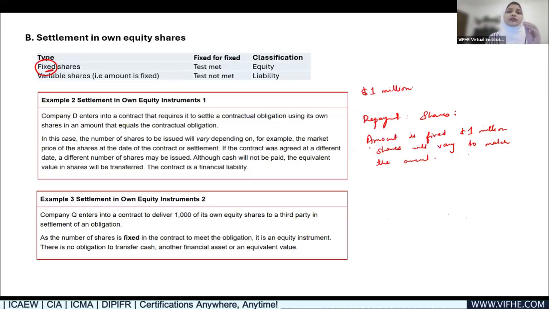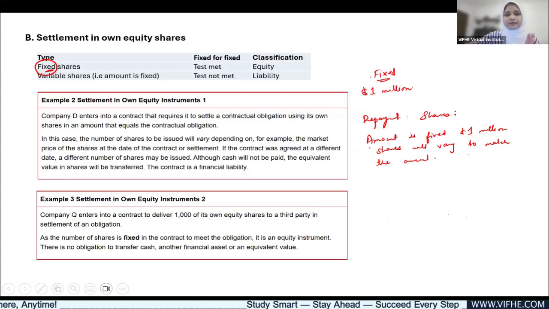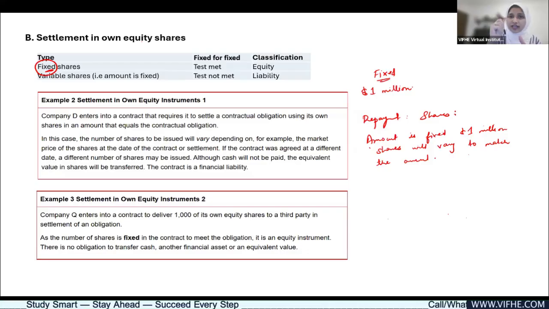Shares can vary. So the fixed for fixed test is not met. Fixed for fixed meaning what? The amount that you've borrowed is definitely fixed. This is not changing. What are you giving in exchange for that? The number of shares: is it fixed or not fixed? If the number of shares is fixed, the fixed for fixed test is met, then it's equity. If the number of shares is not fixed, then it's the amount which is fixed, so the test is not met, and then it's a liability.